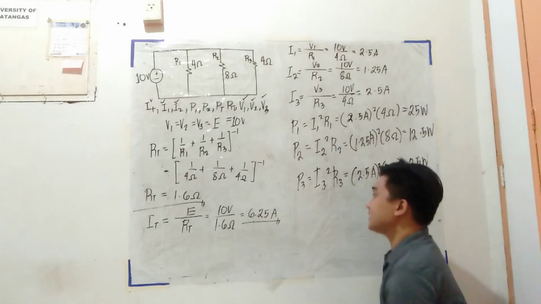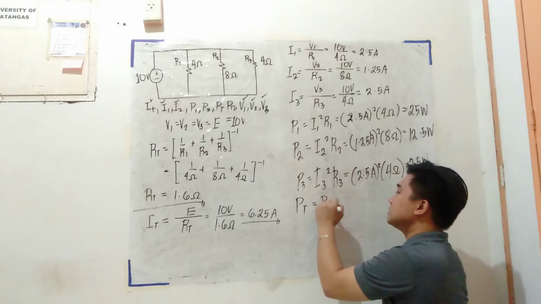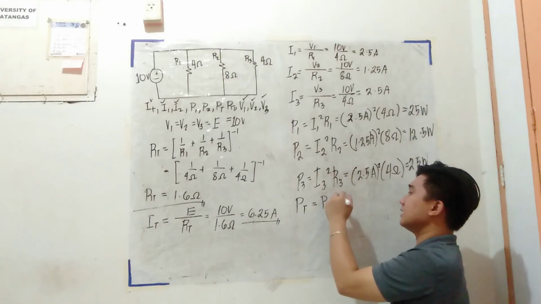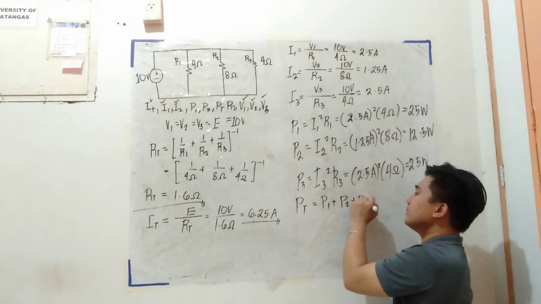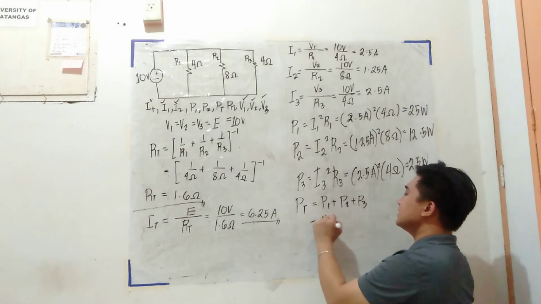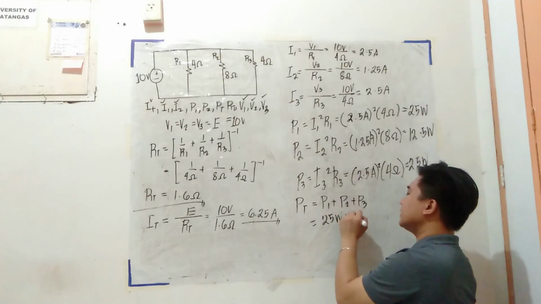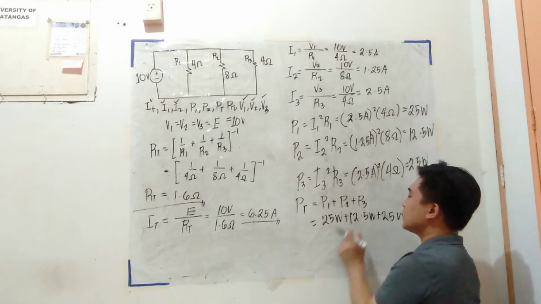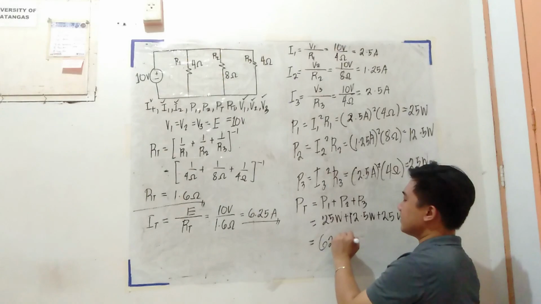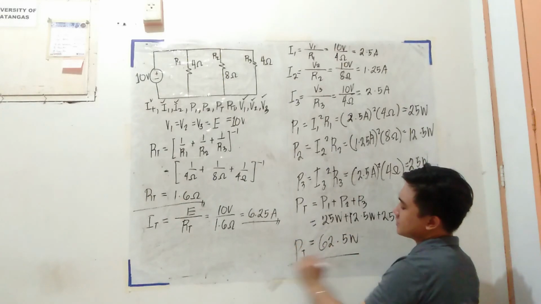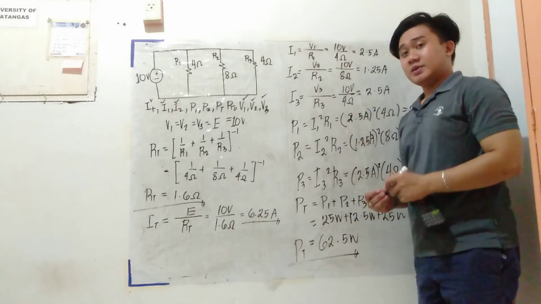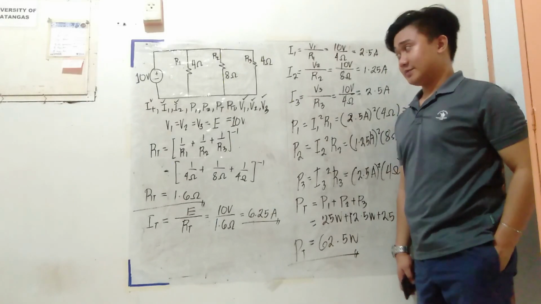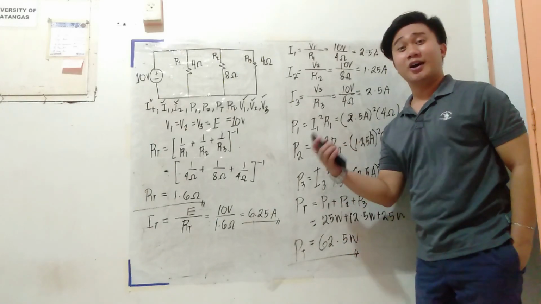Okay? Next, to find the total power, so that is just the summative or the additive equivalent of P1, P2, and P3. So P1 plus P2 plus P3. Since na-compute na naman natin yan, so that's 25 watts plus 12.5 watts plus 25 watts. So that's 50 plus 12.5, that is 62.5 watts. So ganun lang pong kadaling mag-solve ng parallel circuit. Okay, ang medyo magiging complicated na lang is when you have a series parallel circuit. So for the meantime, please copy and see you on the next video.